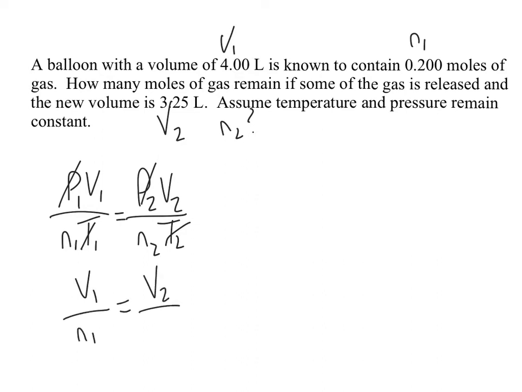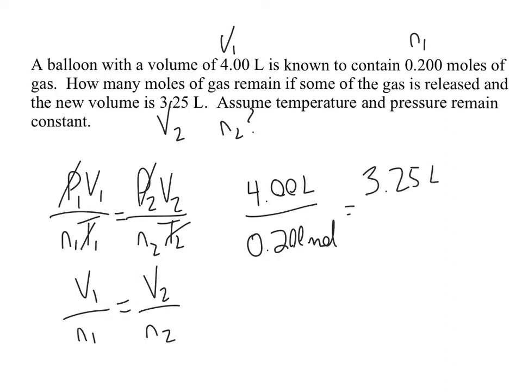equals V2 over N2. My volumes are both in liters, so nothing I have to change there. My N is in moles, so I don't have to convert that unit at all. So it becomes a plug and chug formula. I have a V1, 4 liters. I have an N1, 0.200 moles, is equal to V2, which is 3.25 liters, over N2.